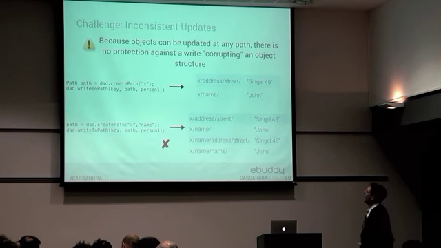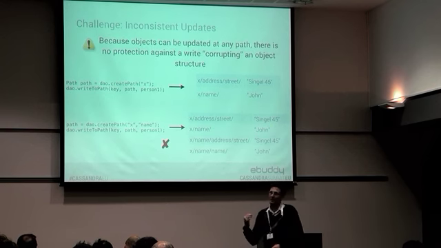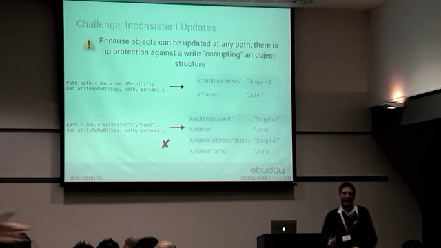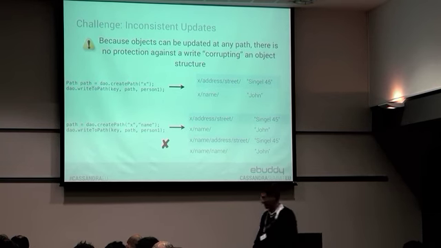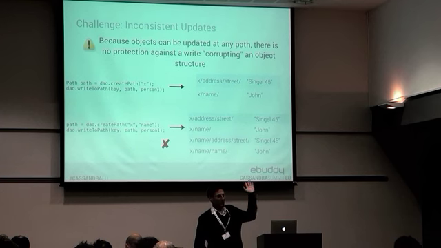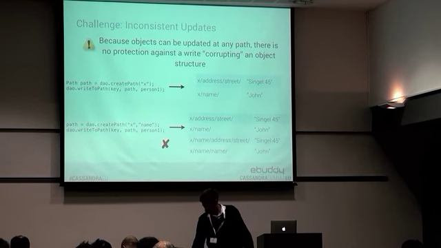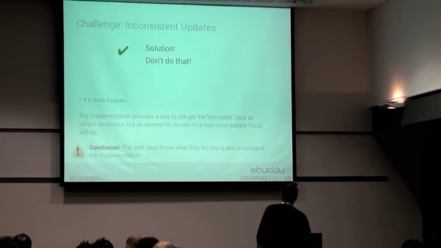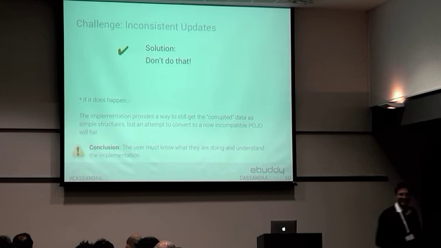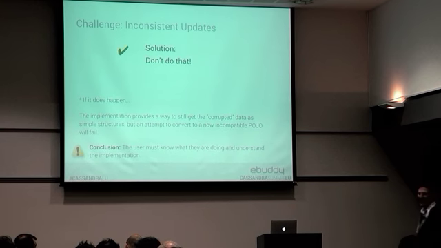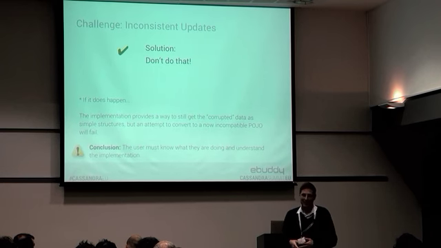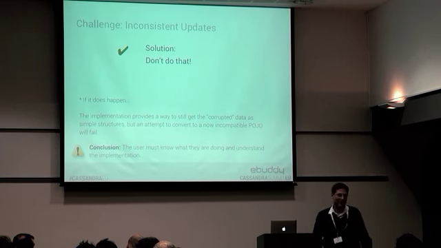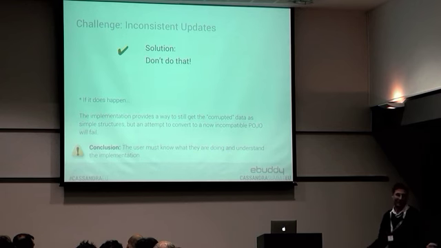So that is not consistent, right? You cannot have a simple value and a structured value at the same path. But it is possible to store it that way in the database. So the solution is don't do that. Okay. The user of the library needs to know what they're doing because it is possible to corrupt the data if you do something wrong, right?